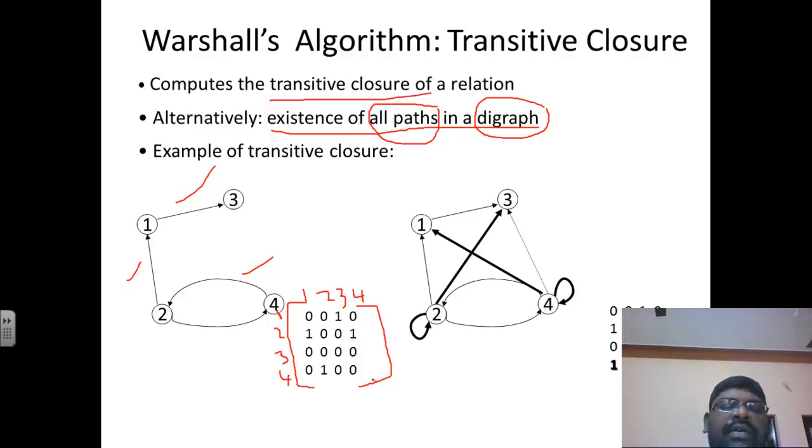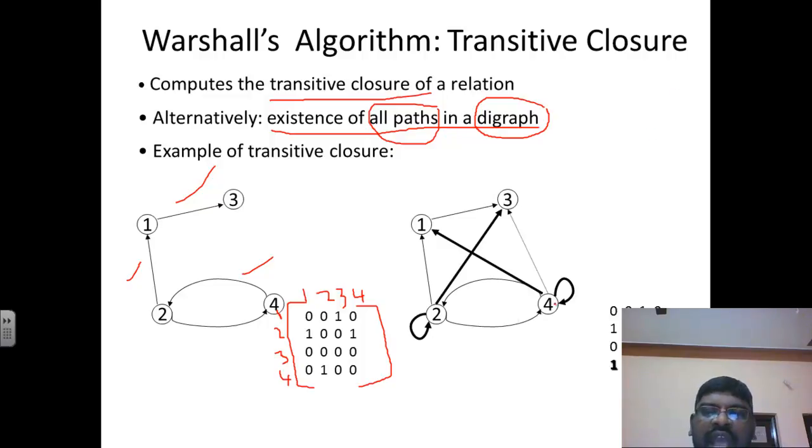But if you observe here, even though there is no direct edge from 2 to 3, I can move via 1. That is the meaning of all paths. That means even though there are no direct edges, how can I find if there is a path via intermediate vertices? That is the meaning of existence of all paths in a digraph, or the transitive closure.